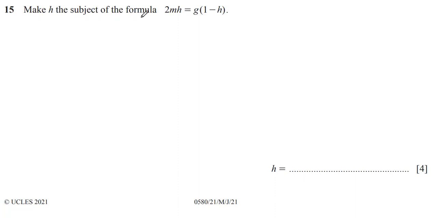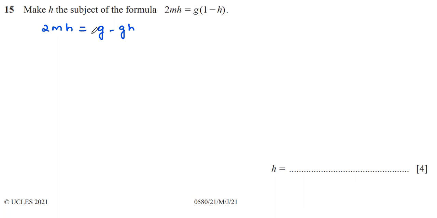Make h the subject of the formula 2mh = g(1 - h). So we want to make h equal to something. For that, first I'm going to expand this bracket, because here also there is one h. So g minus gh. I'm just expanding, bringing this g inside this bracket.